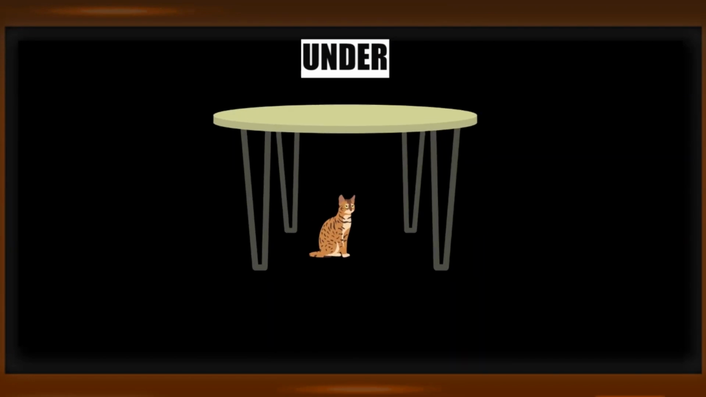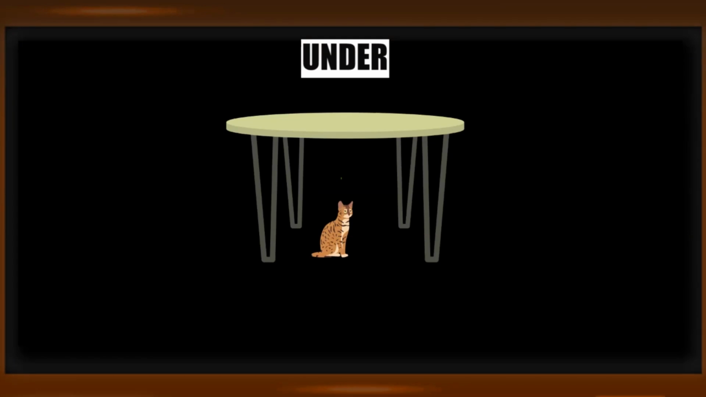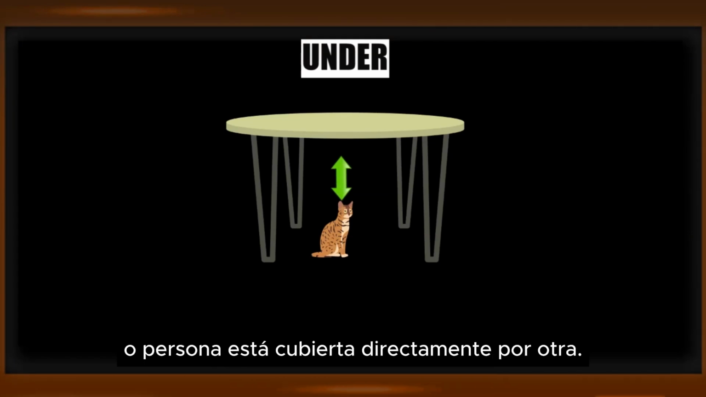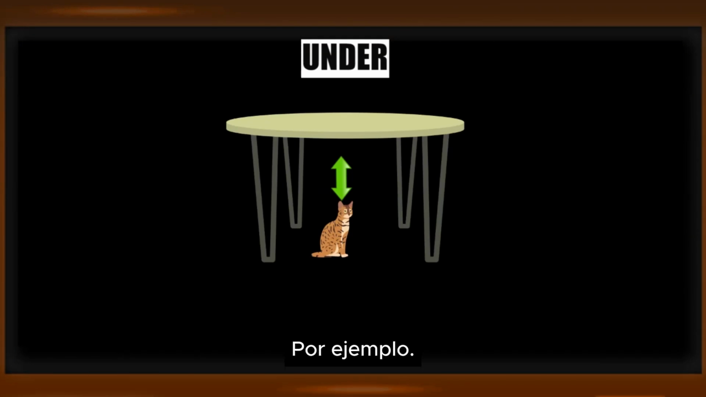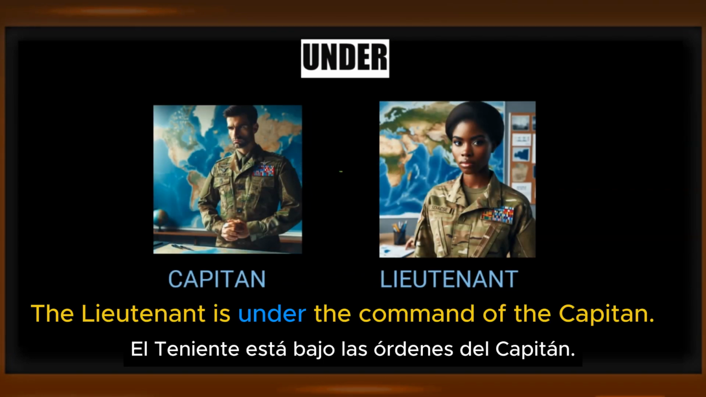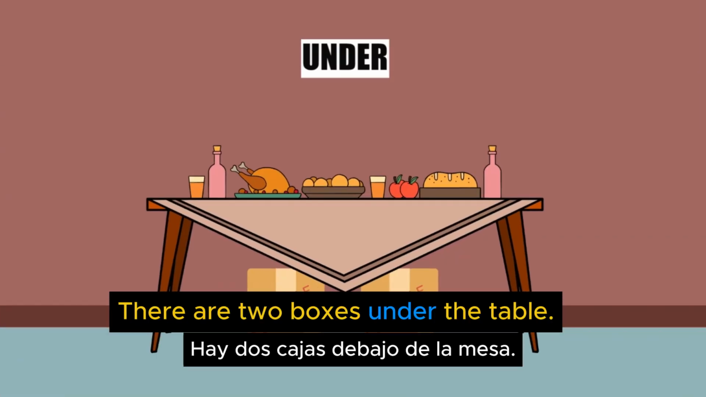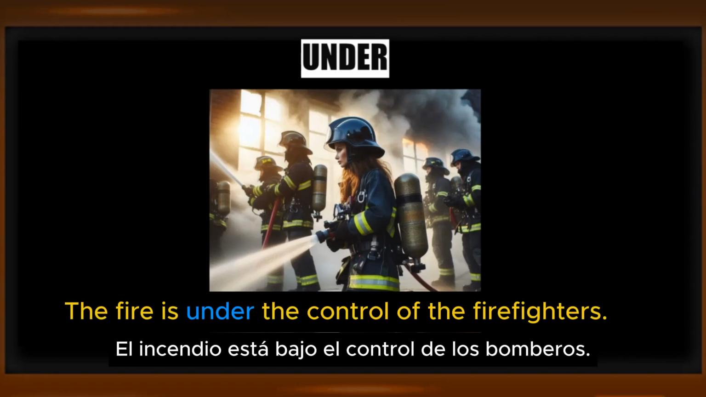Under. It is used to talk about something that is lower than something else. In other words, it suggests that one object or person is directly covered by another. For example, the lieutenant is under the command of the captain. There are 2 boxes under the table. The fire is under the control of the firefighters.